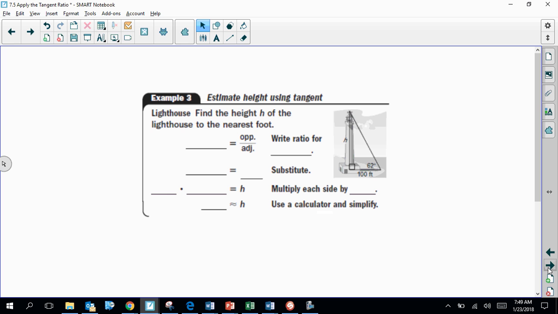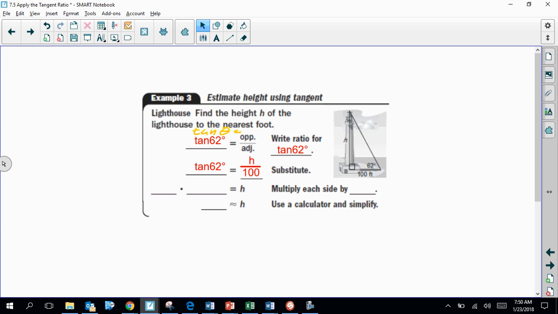So here's just another example. Now we're going to use the tangent ratio again to find a missing side of a triangle. However, in this case, instead of looking for the adjacent side, now we're looking for the opposite side of the triangle. So we're still using tangent, which is opposite over adjacent. In this case, the angle of reference is 62 degrees, so I substitute that in for theta. Actually, this probably should have said tangent of theta is equal to the opposite over adjacent, and then substitute the 62.